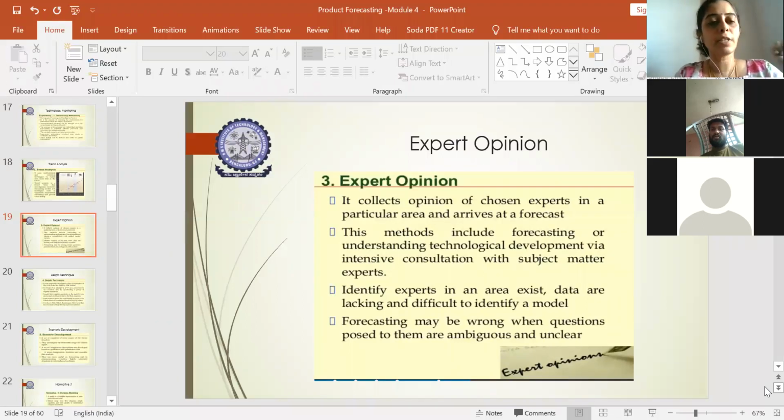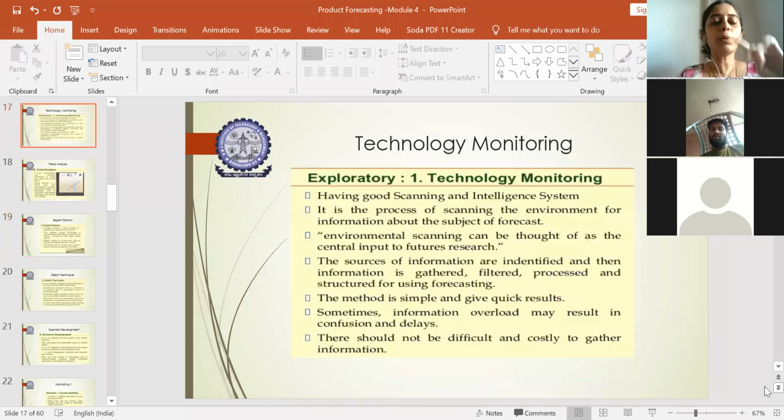After taking the decisions from the experts, these modifications will be implemented in the product with respect to the technology transfer in the process stage, and finally the forecasted model or the product will be coming. So this is the strategy of using the expert opinion. This is the third part with respect to our exploratory techniques section. The first one is technology monitoring, second is trend analysis, and third one is expert opinion.